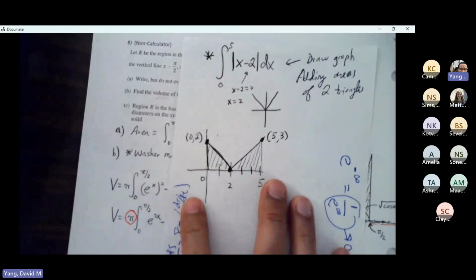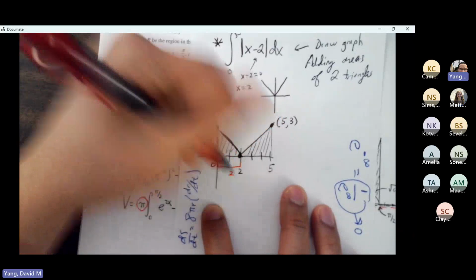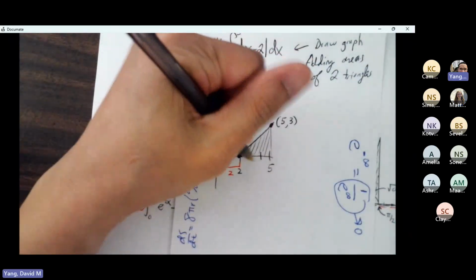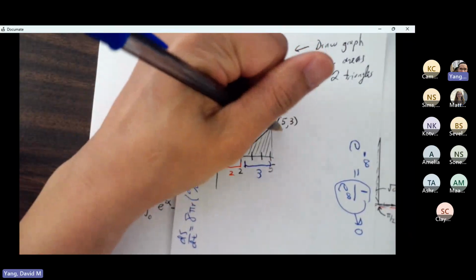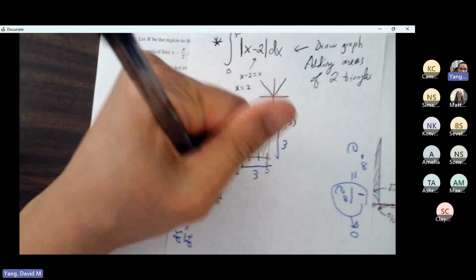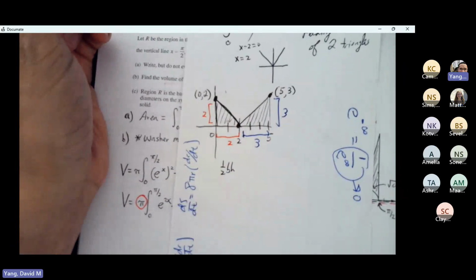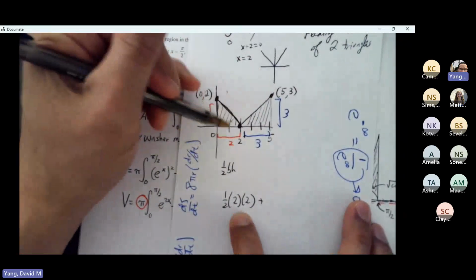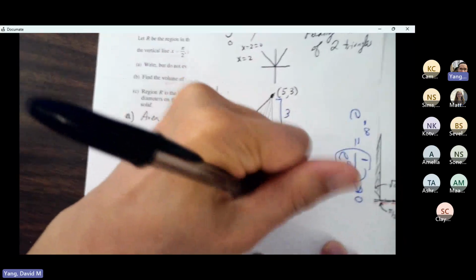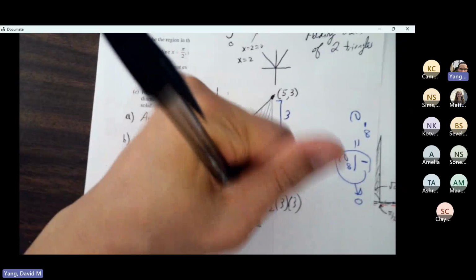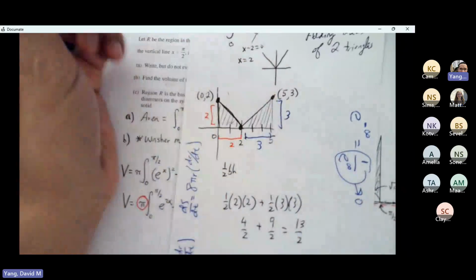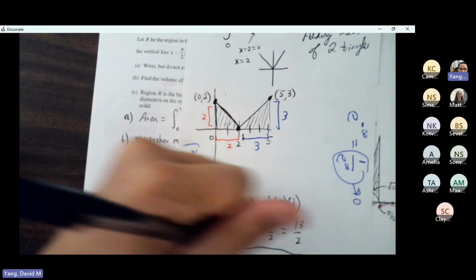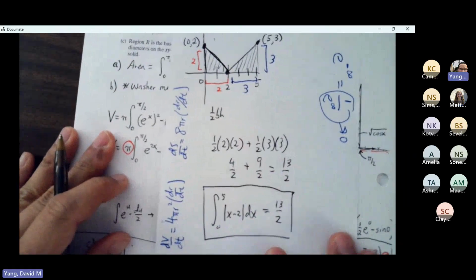Now, let's figure out the dimensions of these triangles. My first triangle has width 2 and height 2. For my second triangle, my width is 1, 2, 3, and my height is also 3. The area of a triangle is 1/2 base times height, and I'll do this twice, once for each triangle. So 1/2 times 2 times 2 for the first triangle, and 1/2 times 3 times 3 for the second. This becomes 4 over 2 plus 9 over 2, which is 13 over 2. Therefore, the integral from 0 to 5 of the absolute value of x minus 2 dx is 13 over 2.